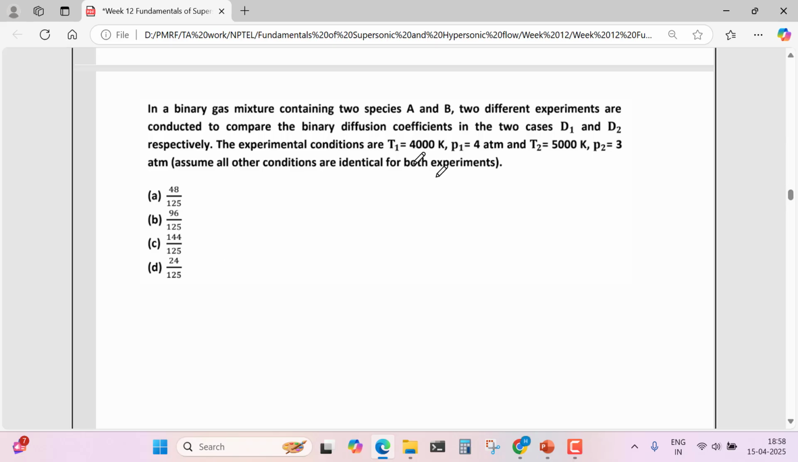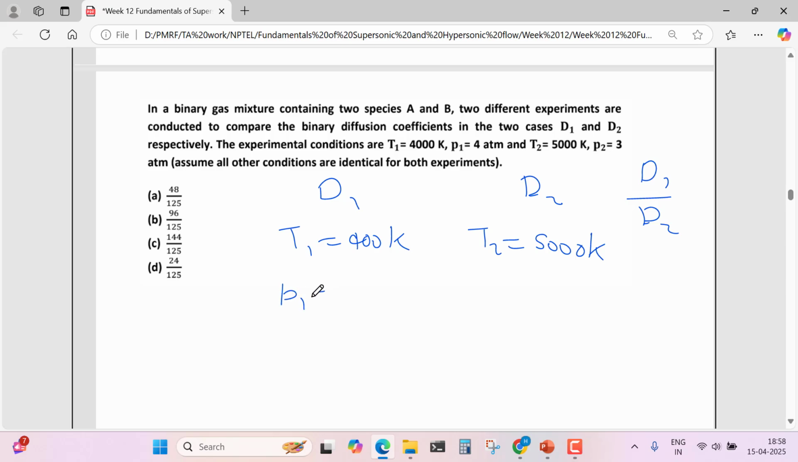So in this problem you have to solve it. There are two cases, D1 and D2, and you have to find the ratio of D1 and D2. D1 and D2 are nothing but the diffusion coefficients for the two cases 1 and 2. T1 is given as 4000 Kelvin, T2 is 5000 Kelvin, P1 is given as 4 atmosphere and P2 is given as 3 atmosphere. So we have to find the ratio of D1 and D2. Try to find it.